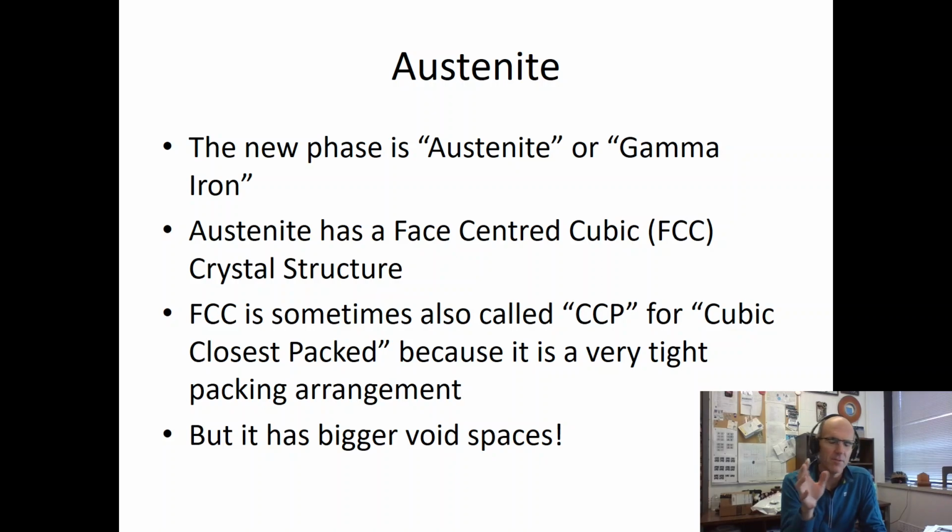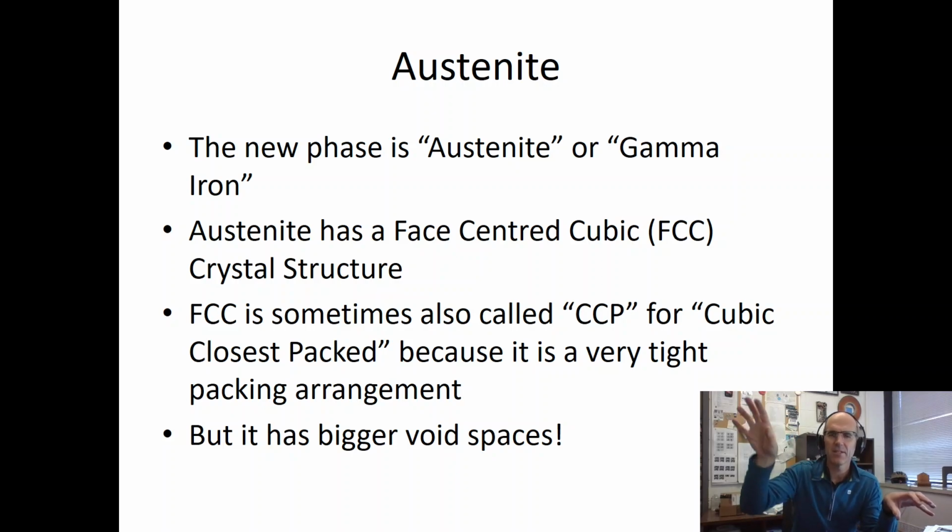So this new phase that we're going to be talking about is called austenite. And like I say, sometimes you hear ferrite referred to as alpha iron. You'll sometimes hear austenite referred to as gamma iron. And austenite has a face-centered cubic crystal structure. So we had a body-centered cubic at low temperature.